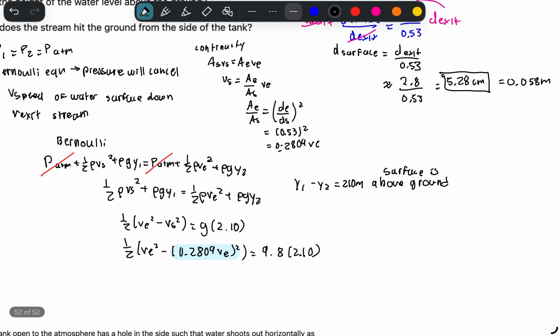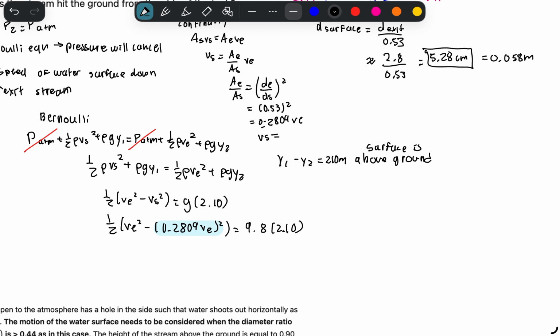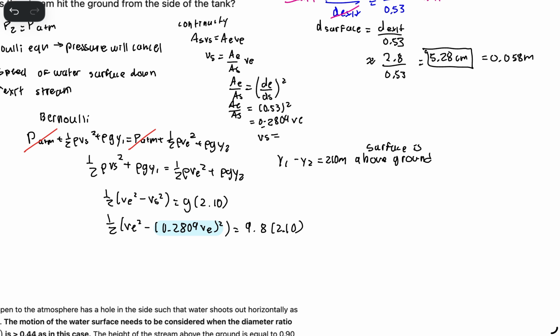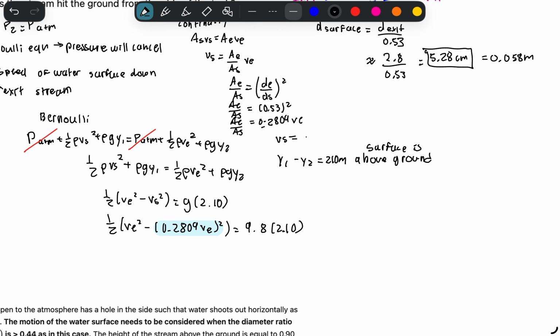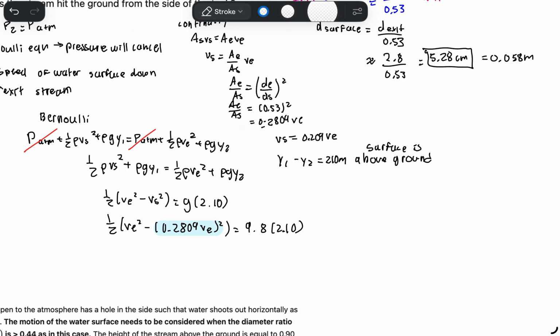So we had Vs is equal to, so this was the ratio Ae over As. So then we substituted in for Ae over As. So we had Vs is equal to 0.209 Ve. So then you took this and substituted in for Vs right there. You had that equal to 9.8. And then you had here, so simplify to point.